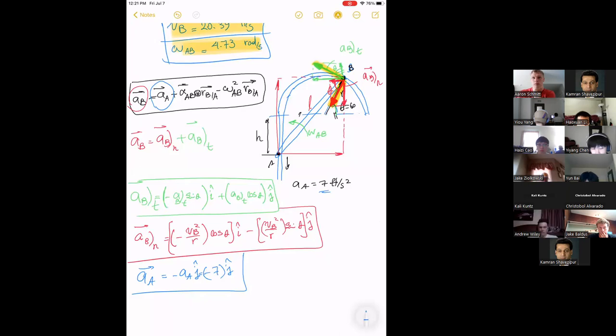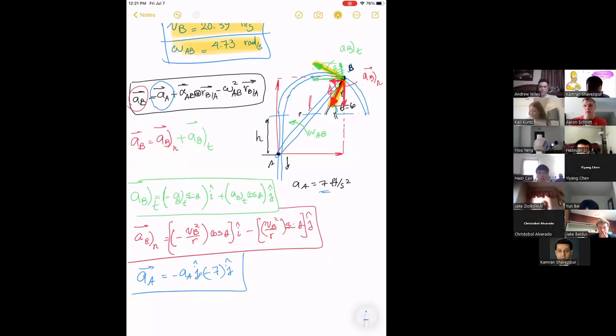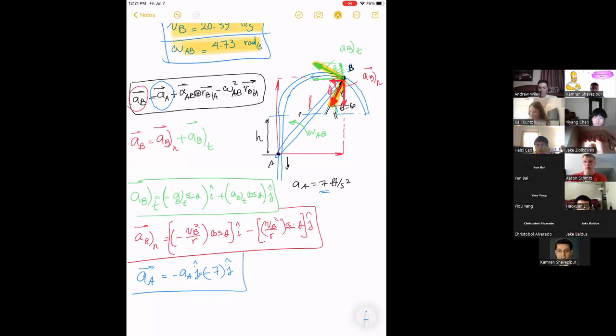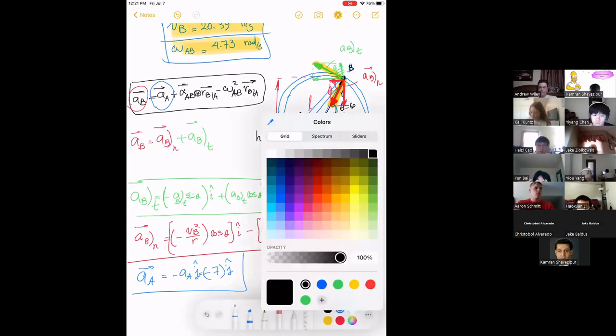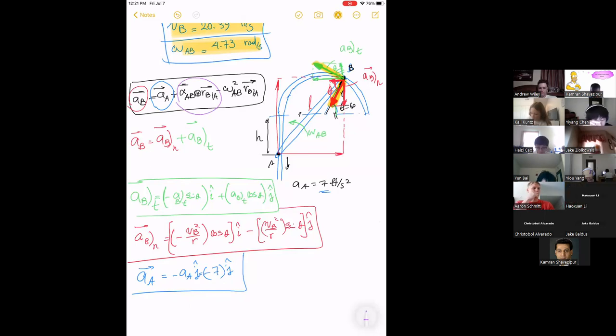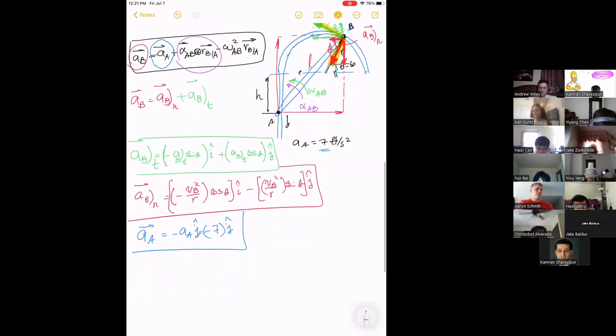Okay, let's continue with this. I got the first two terms. I'm going to go with this purple thing and get this term, alpha AB cross RBA. Again, alpha AB is something I do not know. I suppose it's positive, right? And I can write it that way and expand the cross product.